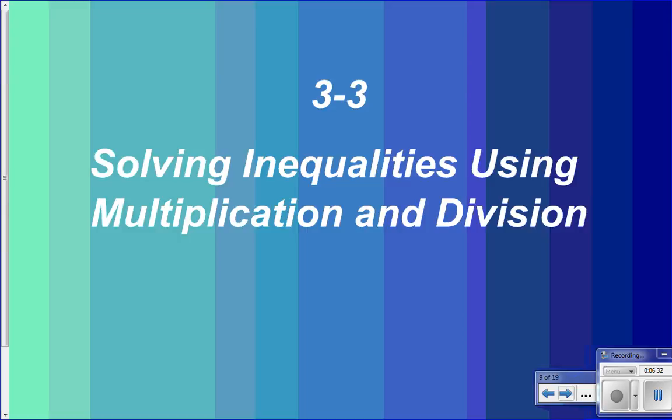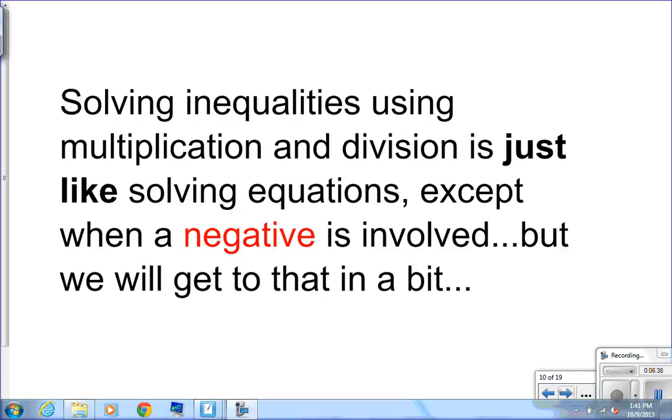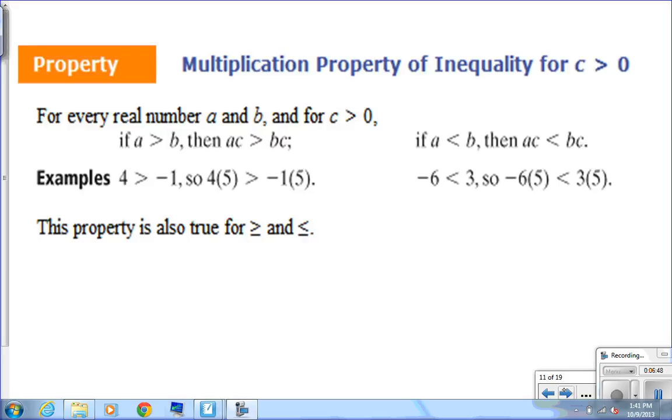So now let's talk about solving inequalities using multiplication and division. Solving inequalities using multiplication and division is just like solving equations, except when a negative is involved. But I'm going to get to that in a bit. So let's go through this. First things first, the multiplication property of inequalities. For every real number a, b, and for c greater than 0, meaning c is a positive number, if a is greater than b, then a times c is greater than b times c. And vice versa, if a is less than b, then a times c is less than b times c.